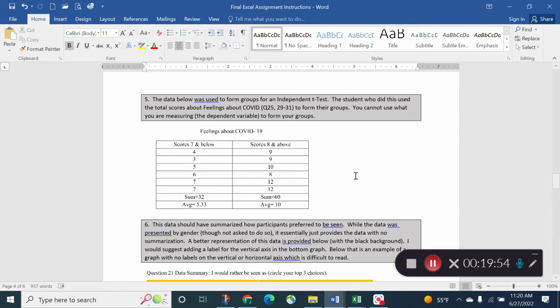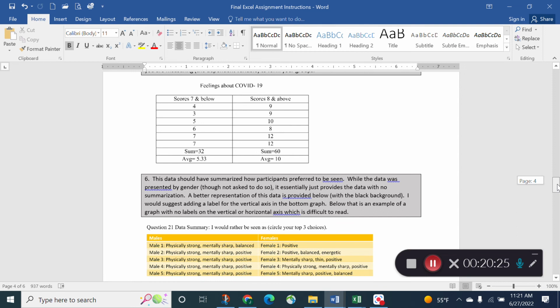So you cannot use your DV to make your groups, because your DV in this case is going to be total coping competence. So you can't use highs and lows of those to create your groups. Use something categorical, gender. You can even use age, even though it's not categorical, because you can have your older 5 and your younger 5. But the key here is that you cannot use what you are measuring, the dependent variable, to form your groups. It makes no sense.